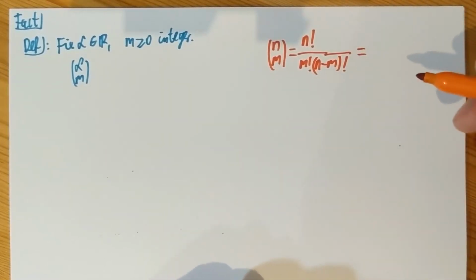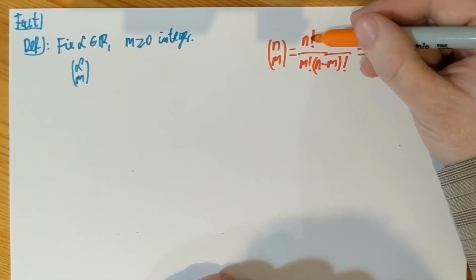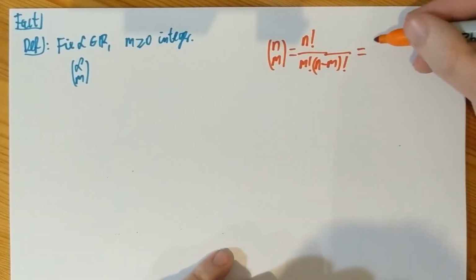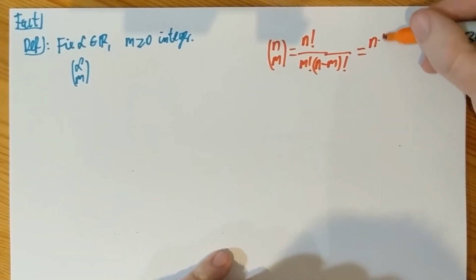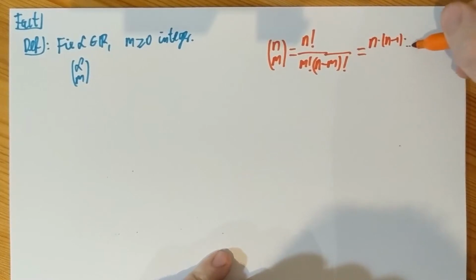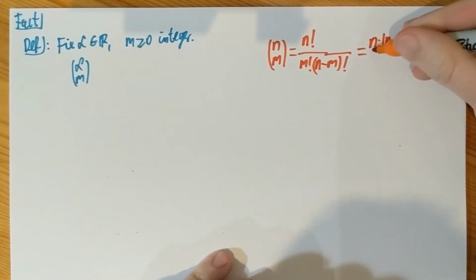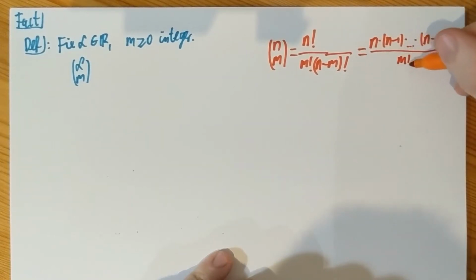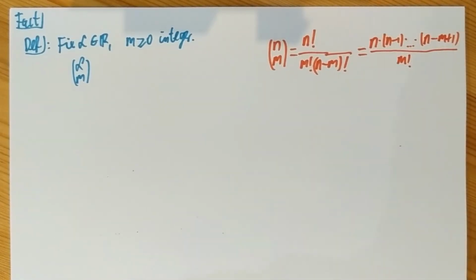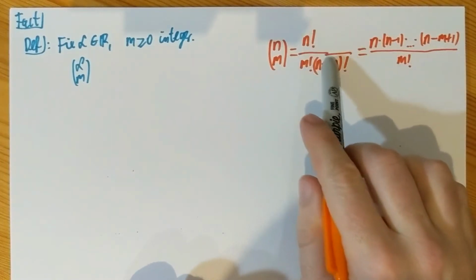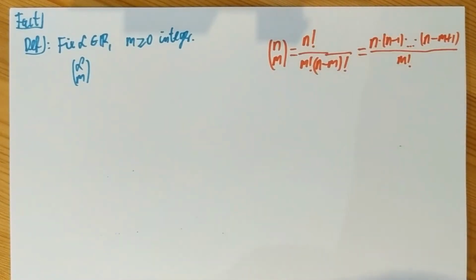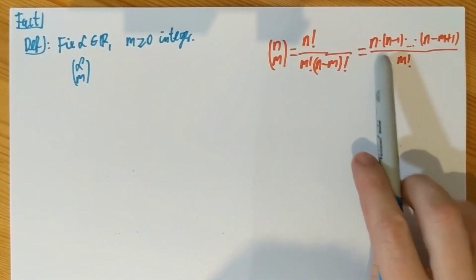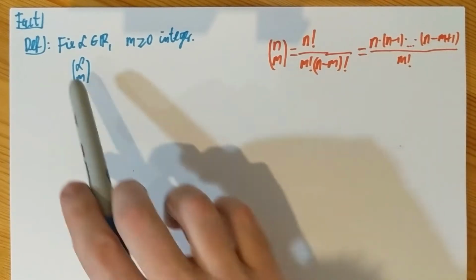And actually I can cancel out a lot of products from n factorial and n minus m factorial. What is left is n times n minus 1 down to n minus m plus 1, over m factorial, because everything else cancels out if I just expand the two factorials, n factorial and n minus m factorial. And this way of writing it makes perfect sense if I replace n by a real.